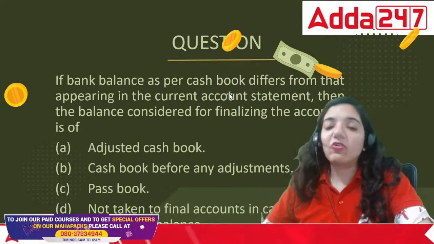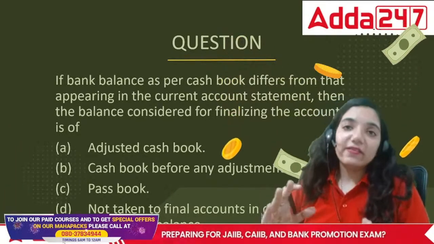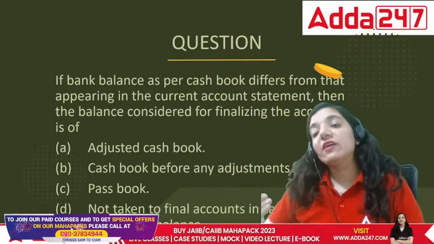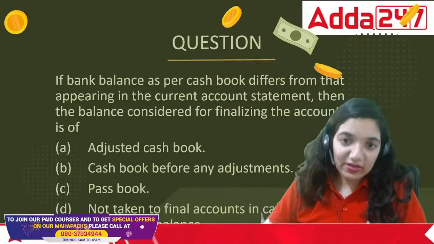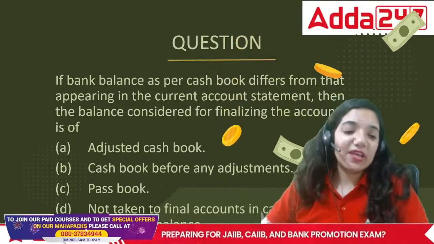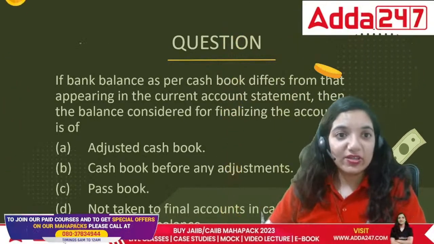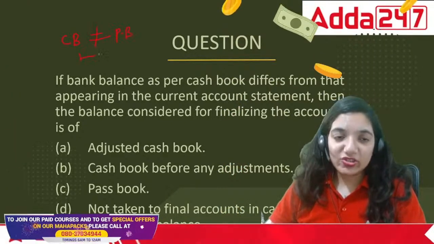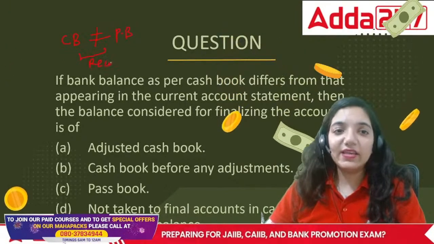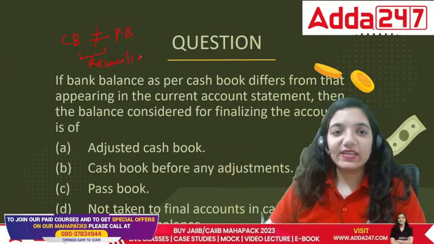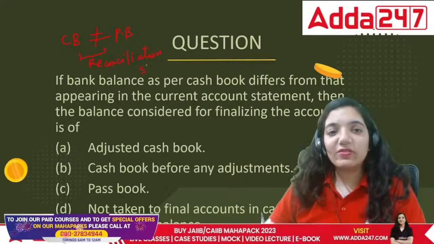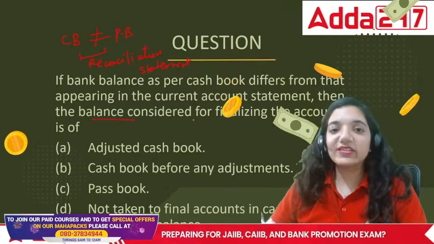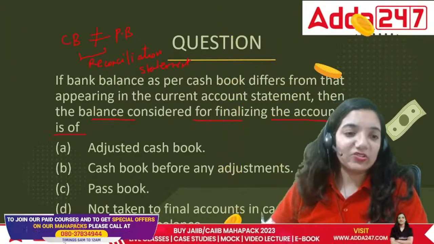Whenever we record anything, the cash book records as per the accountant, while the passbook records whatever the things are received by the bank and they record it accordingly. And this is where sometimes the cash book does not match with the passbook. When such a thing happens, they have to prepare a reconciliation statement. So that particular statement is prepared, and when they have to take the balance which is considered for finalizing the account, it is of what?